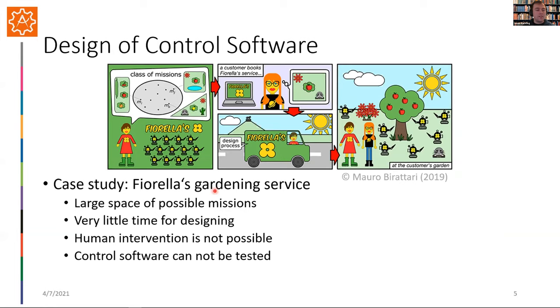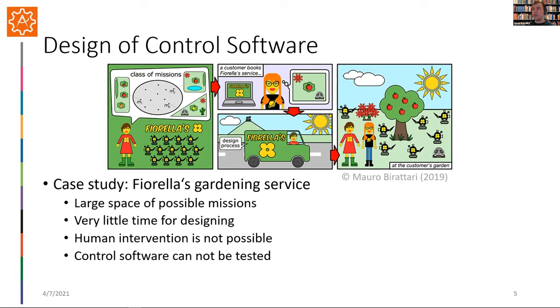So Fiorella has just started her own startup. She has purchased a swarm of gardening robots and she's offering the services to her customers. A customer can go online and order Fiorella's services by specifying the garden layout and the tasks that the robots should do in the garden. Fiorella will then be packing her swarm and driving to the customer and designing the control software in the process. And once she arrives at the customer's garden, she will deploy the swarm and the swarm will start tending to the garden. So this case study highlights some of the difficulties in the problem domain that we are interested in.